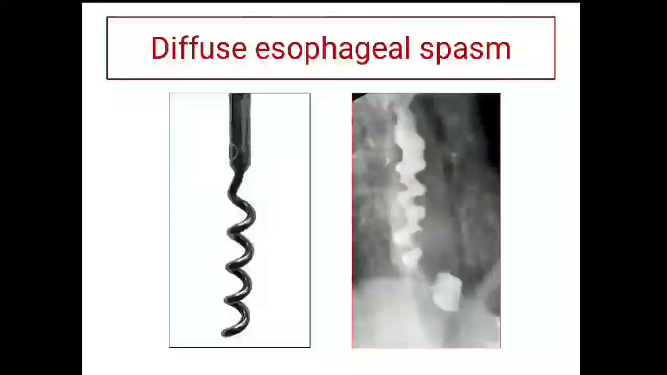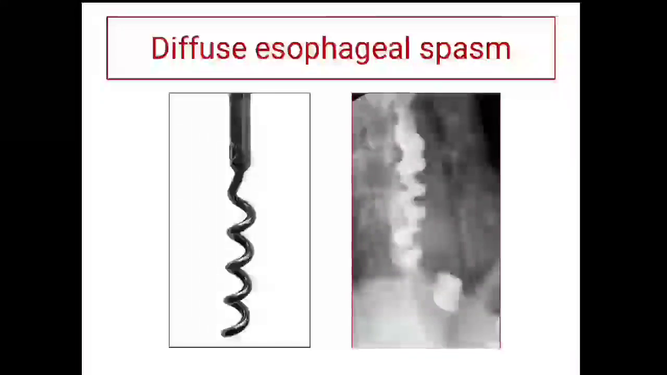On the left panel, we show a corkscrew. It closely simulates the barium swallow image of the esophagus in this patient. So, this image has been described as corkscrew esophagus. The entire oblique musculature of the esophagus goes into spasm, often due to no predictable cause.